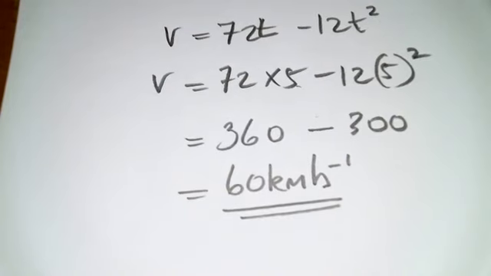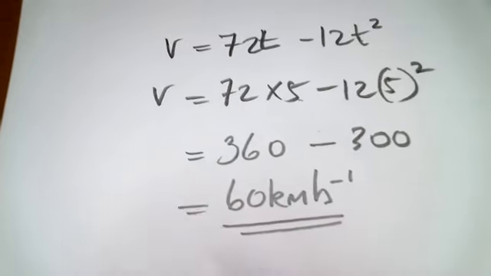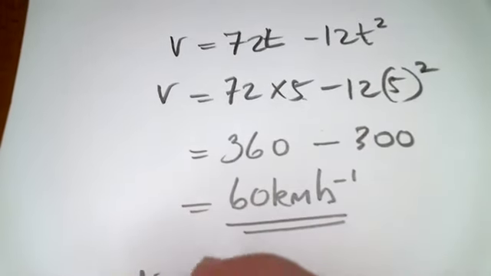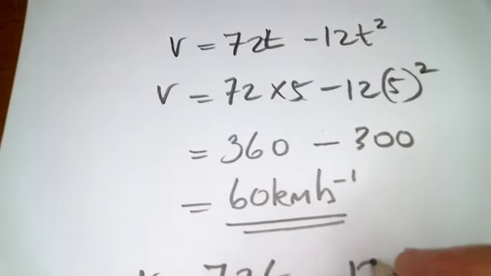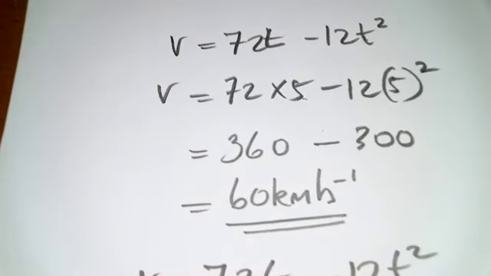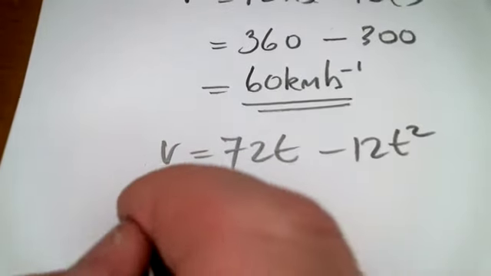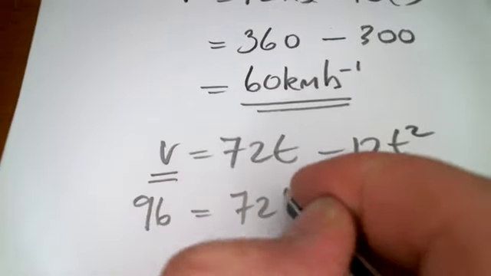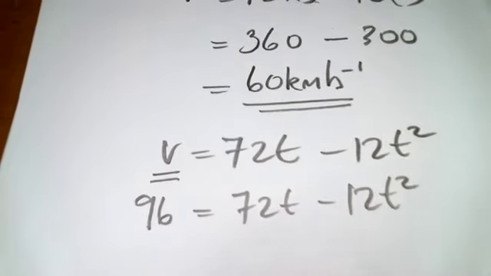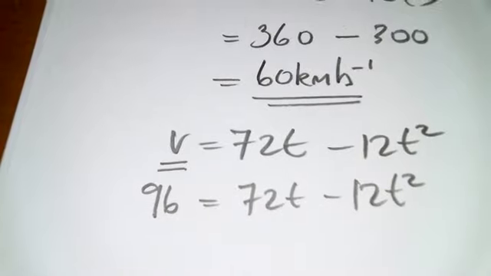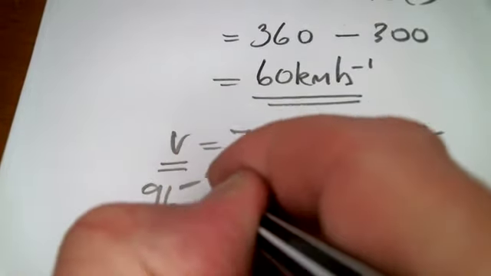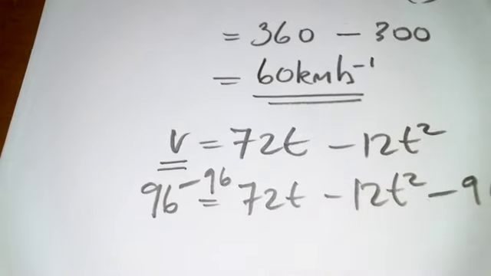All right, then it says B, write a quadratic equation and solve it to find the 2 times when the train is traveling at 96 kilometers per hour. So we've got our equation. I'll rewrite it: v is equal to 72t minus 12t squared. And we're told the train's traveling at 96, so I'm just going to write 96 in here, 72t minus 12t squared. What we're going to do is subtract the 96 from both sides, so we make it equal to 0.